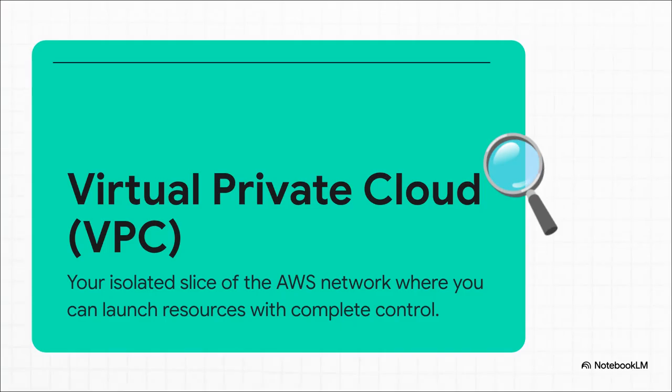So, what is a VPC? Well, it's your very own isolated slice of the AWS network. It's a virtual space where you are in complete control. This is the spot where you're going to launch your servers, your databases, all your applications. And they all live inside a network boundary that you get to define and, most importantly, secure.